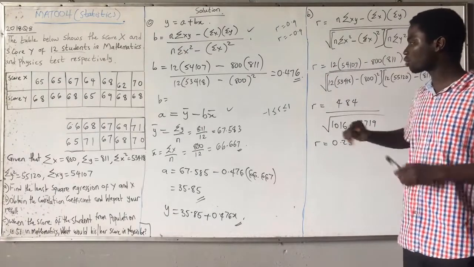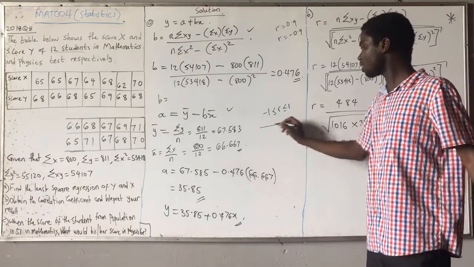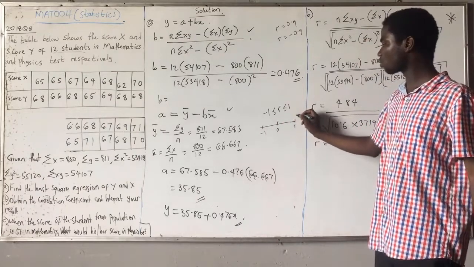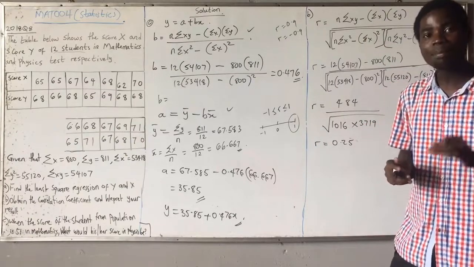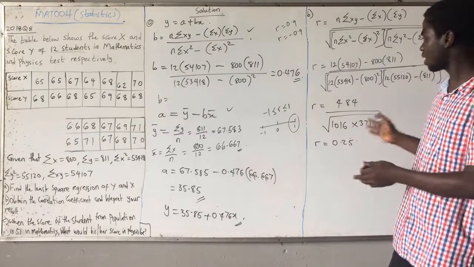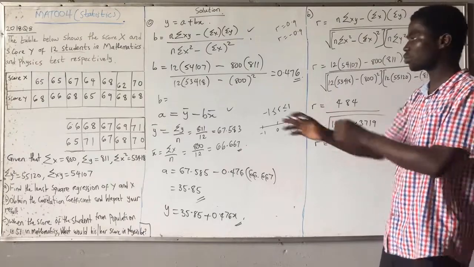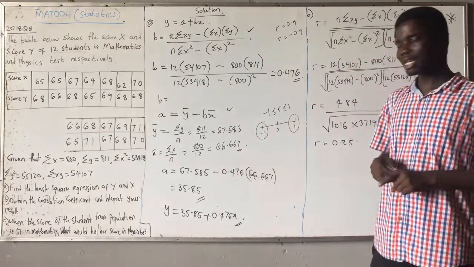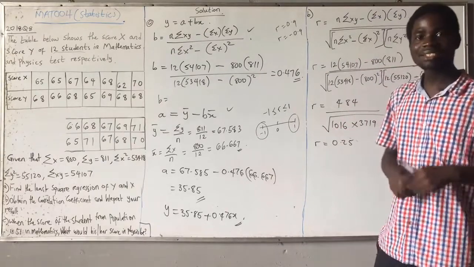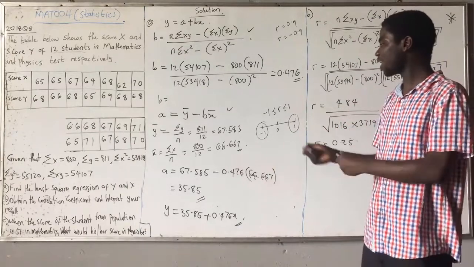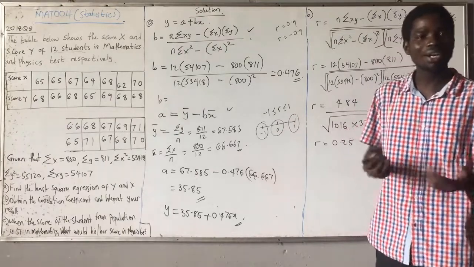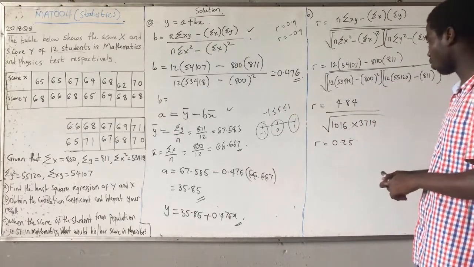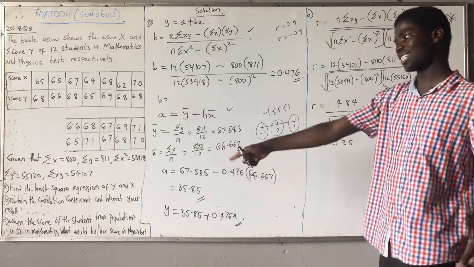So this is very close to 0. So if it is C, you have minus 1, you have 0, you have 1. If your R is very close to 1, you say highly positively correlated. That is, there is a strong relationship between X and Y. But if it's this one, highly negatively correlated. But if it's very close to 0, there is little or no correlation. Do you understand? That means there is little or no relationship between score X and score Y. Do you understand? And they say interpret your result.